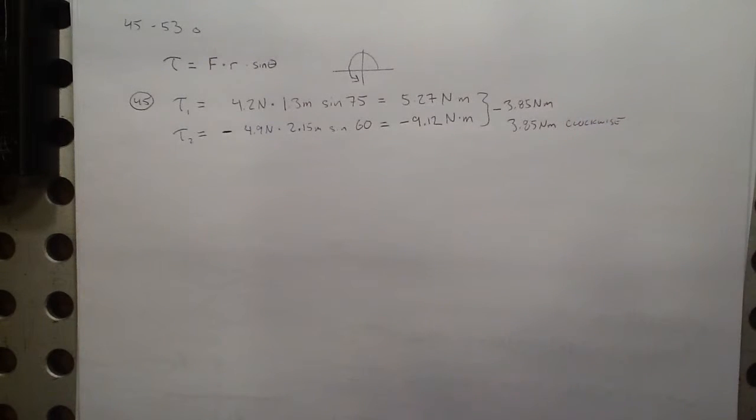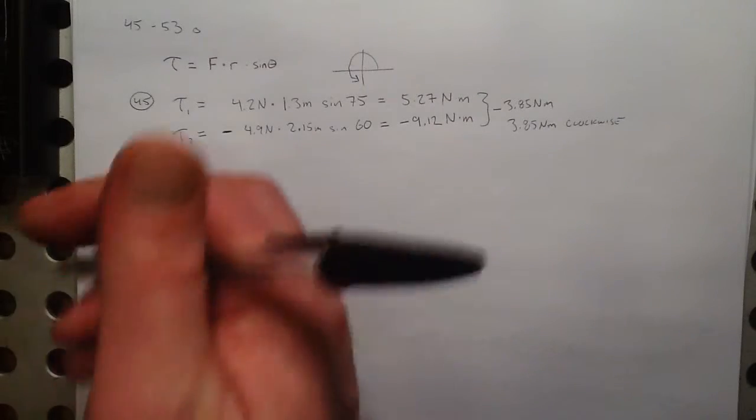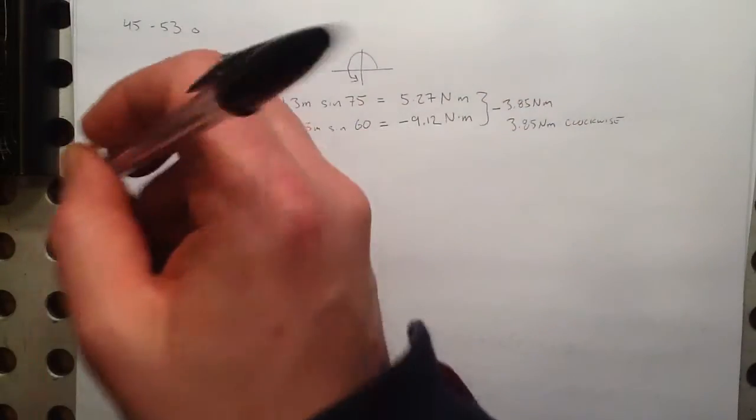Let's see how the book reports that. Oh, they do give it as a negative, so either way. But that's what the negative means, right?